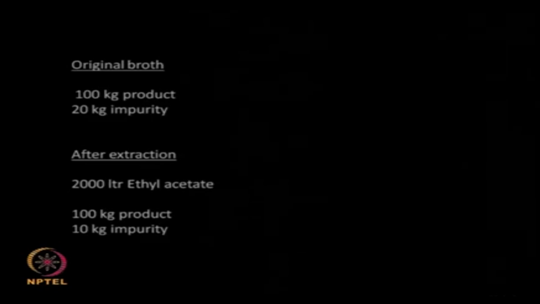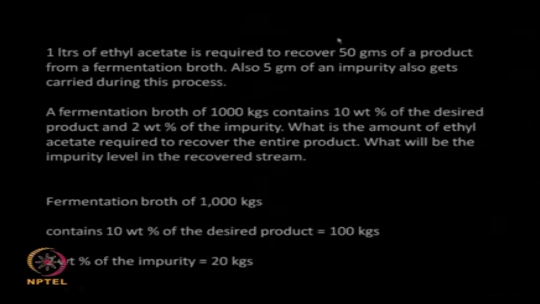If the partition coefficients are largely different, then extraction is a good method. In this particular problem, you had 50 grams of product taken in by 1 liter ethyl acetate, 5 grams of impurity taken in by 1 liter ethyl acetate, that means there is a difference in the partition coefficient by an order of magnitude, 10 times difference, right.